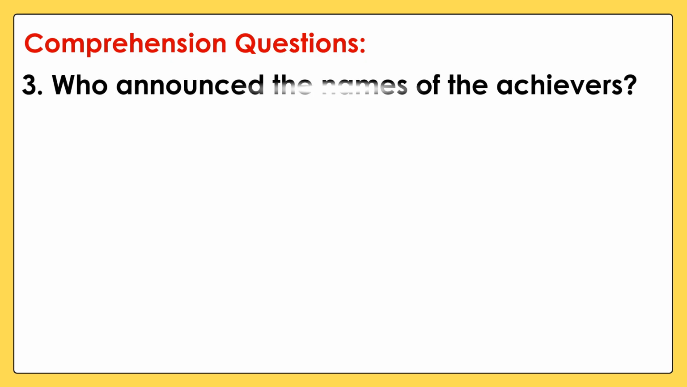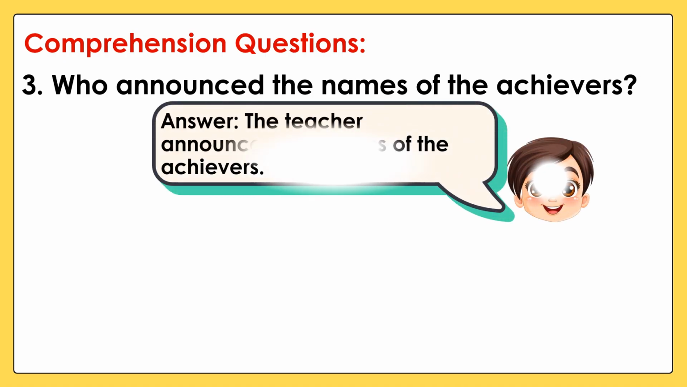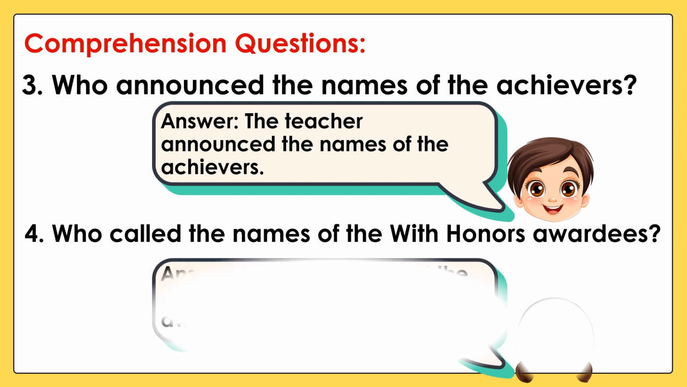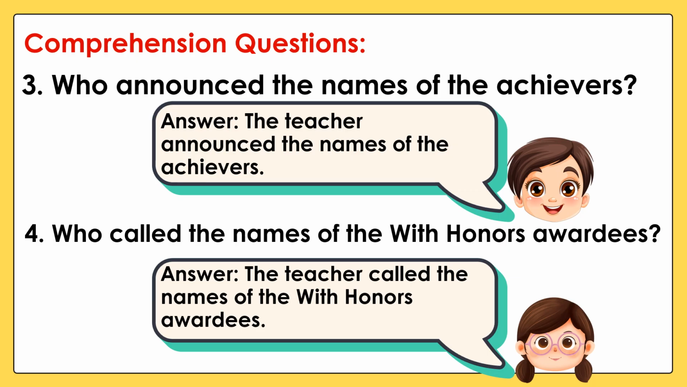Number 3, who announced the names of the achievers? The answer: the teacher announced the names of the achievers. Number 4, who called the names of the With Honors awardees? The answer: the teacher called the names of the With Honors awardees.